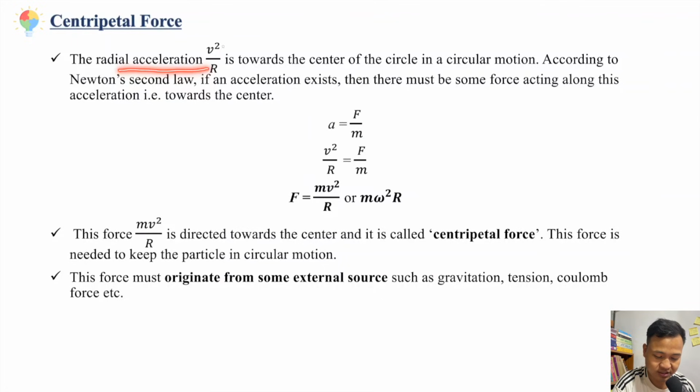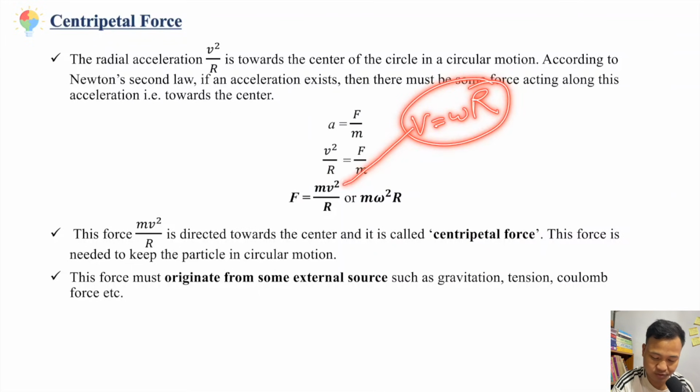So the radial acceleration v square by r is towards the center. According to Newton's second law, there must be some force acting along this acceleration, which is producing that acceleration, towards the center. So if we put mv square by r, you know v equals omega into r. You put this value here, you'll get m omega square r.